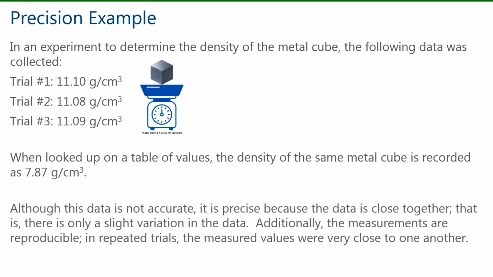And the answer is that although this data is not accurate because it's not close to the true value, it is precise because the data is close together. That is, there is only a slight variation in the data. Additionally, the measurements are reproducible. In repeated trials, the measured values were very close to one another. Let's look at another example. So what are the differences between accuracy and precision?